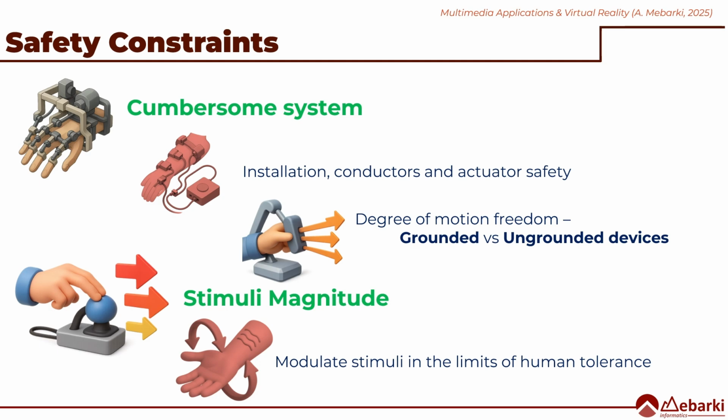Crucially, all haptic stimuli must be modulated within the physiological and perceptual limits of the human body. Muscles, joints, and sensory receptors have well-defined tolerance thresholds, beyond which discomfort, fatigue, or injury may occur. Respecting these limits through adaptive control strategies and user-specific calibration ensures both safety and long-term usability while maintaining a convincing and immersive sensory motor experience.